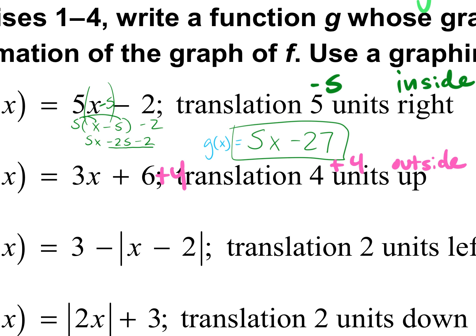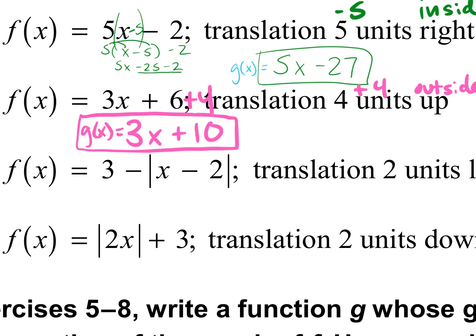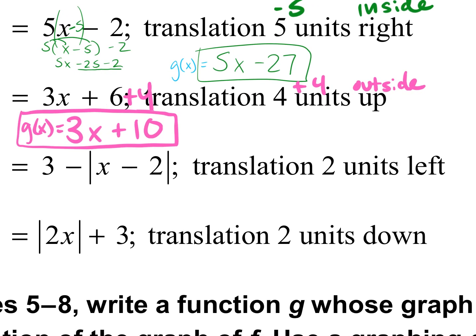Do we have any like terms here? So what would our answer be? 3x plus 10. Awesome. Any questions here? Let's do number 3. We have a translation 2 units to the left.